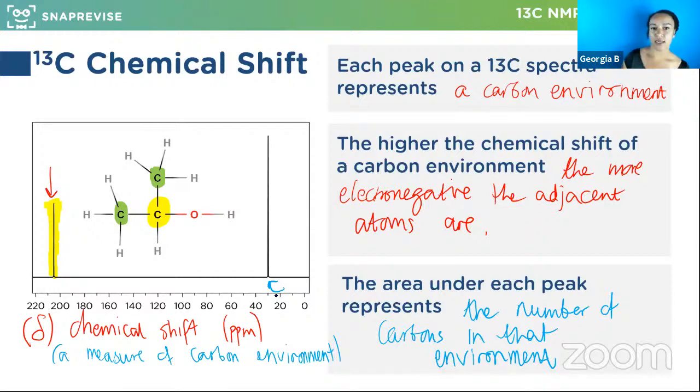Are you too late? You might be a bit confused. We're doing sort of an introduction to NMR. So if you've not covered it before, you might be a bit confused.